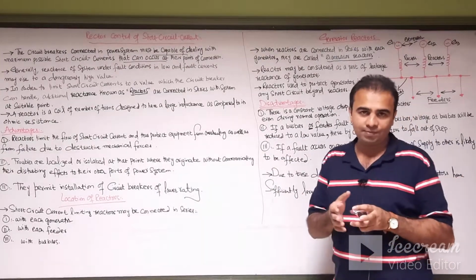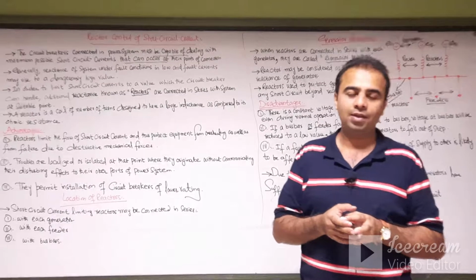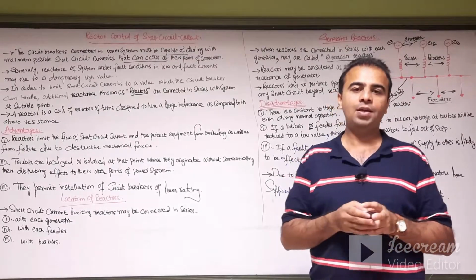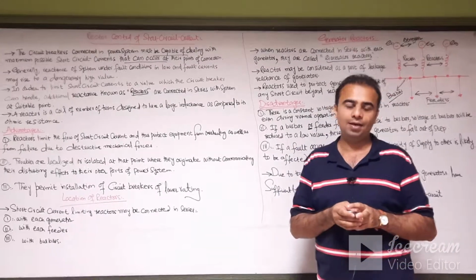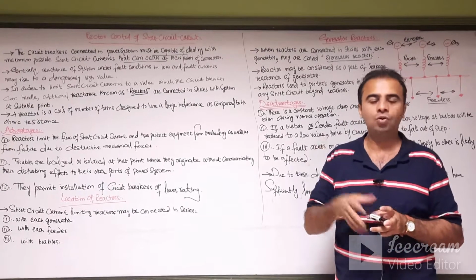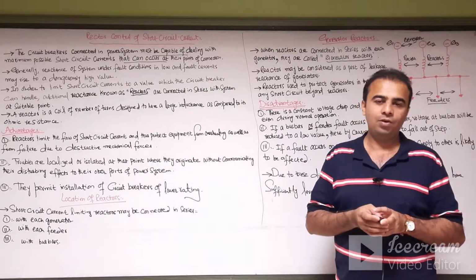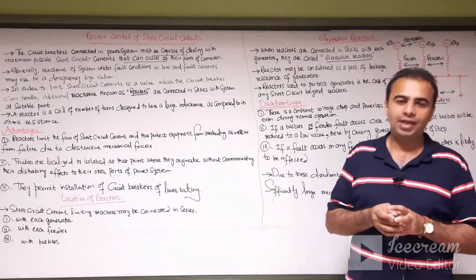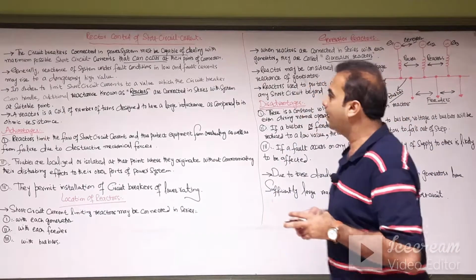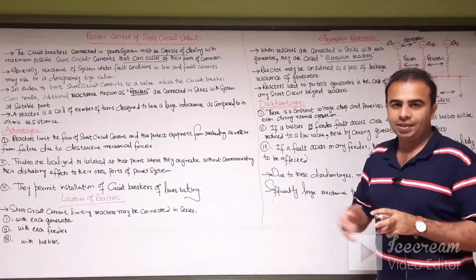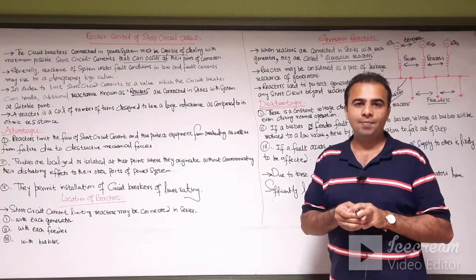Now there are two types of reactors in the power system. The current limiting reactors, to limit the short circuit current, and the second one is the shunt reactor, used to compensate the reactive power. They are used for reactive power compensation. In this lecture we are going to discuss the current limiting reactors.